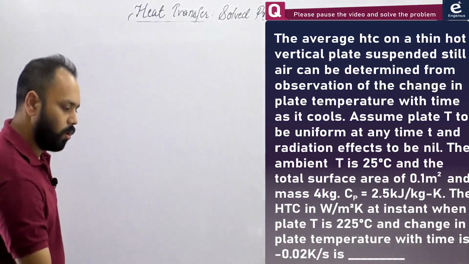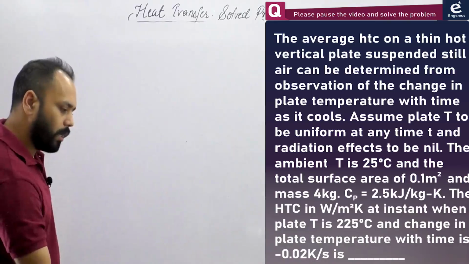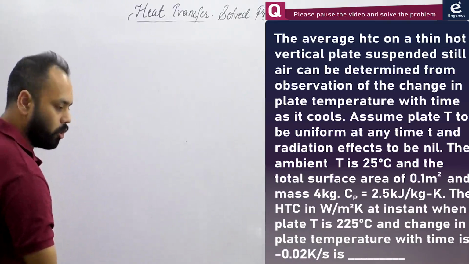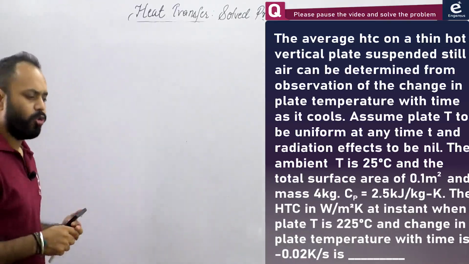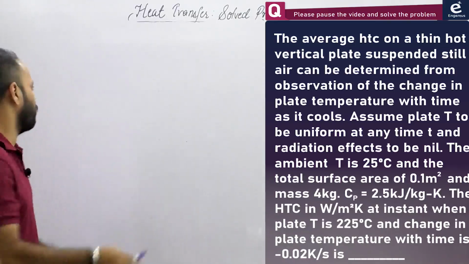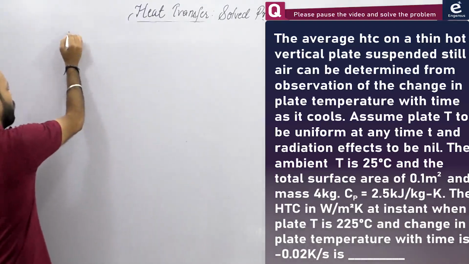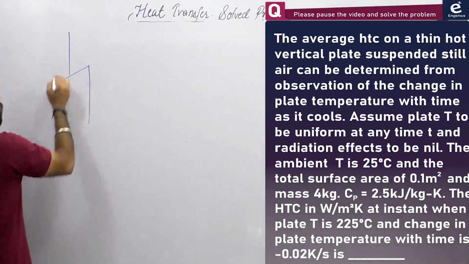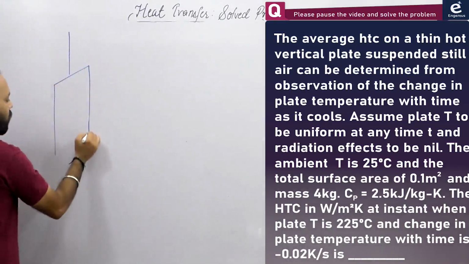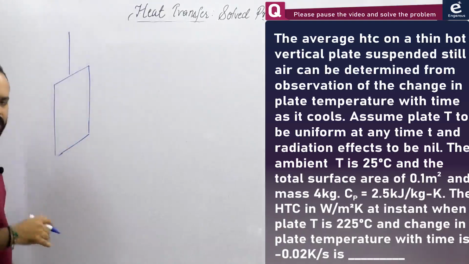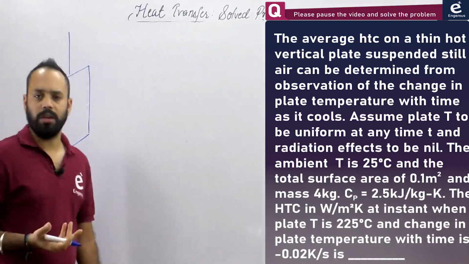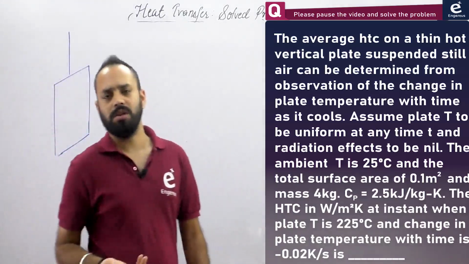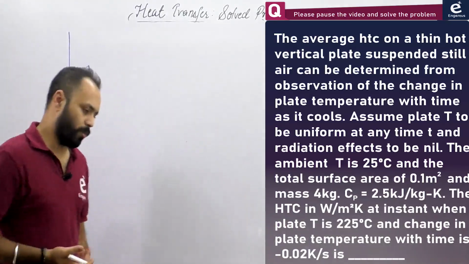Again, it is based on the lumped heat capacity, I guess. The question says that the average heat transfer coefficient on a thin hot vertical plate suspended in still air. So there is a hot plate which is suspended. Suppose you have some kind of cord. By using that cord or string, you have a hot plate suspended in still air. Still air, the air is not moving. If air is moving, then you know what is going to happen. The heat transfer coefficient will be affected. In that case, either some correlation or directly the value of heat transfer coefficient should be provided.